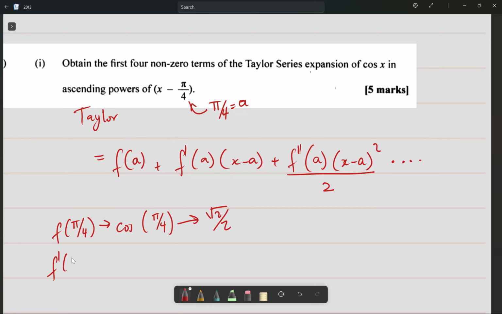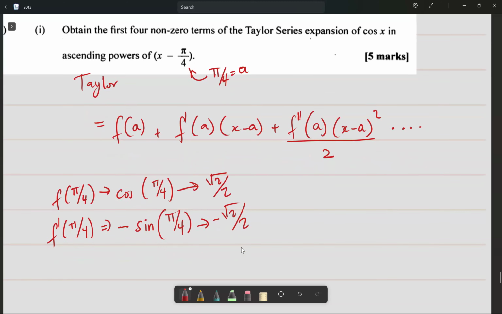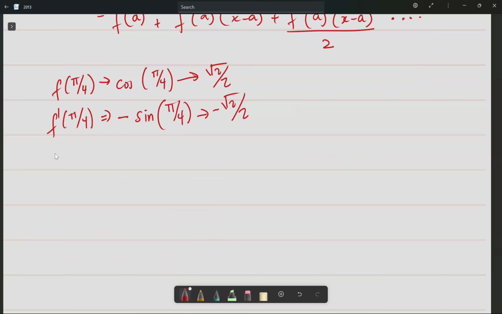Cosine pi over 4. Okay, so cosine pi over 4 gives us root 2 over 2. The first derivative of cosine is going to be negative sine, and we plug in pi over 4 still. And we get negative square root 2 over 2. We do the second derivative, which is going to be negative cosine pi over 4. We get negative root 2 over 2.